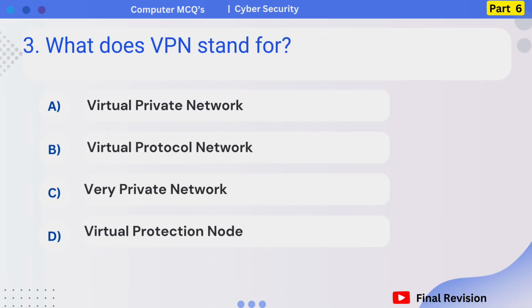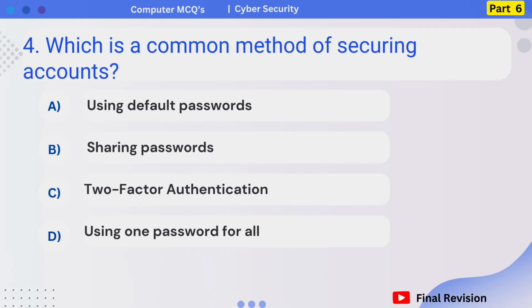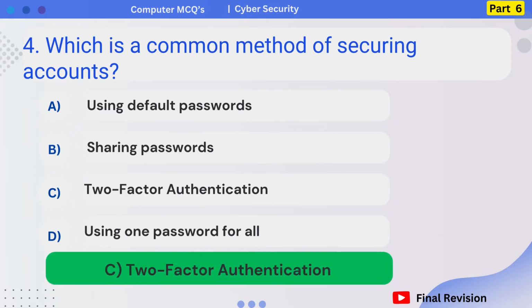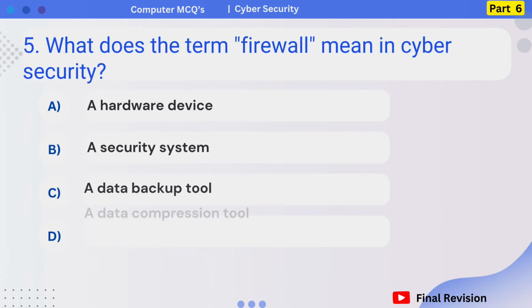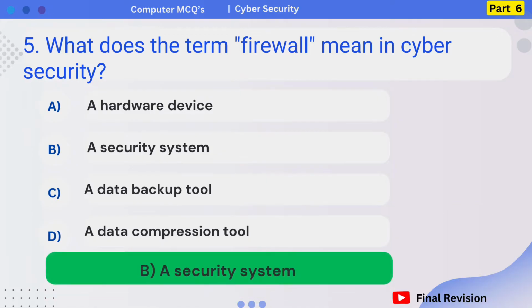Question 3. What does VPN stand for? Option A. Virtual private network. Question 4. Which is a common method of securing accounts? C. Two-factor authentication. Question 5. What does the term firewall mean in cyber security? A security system.